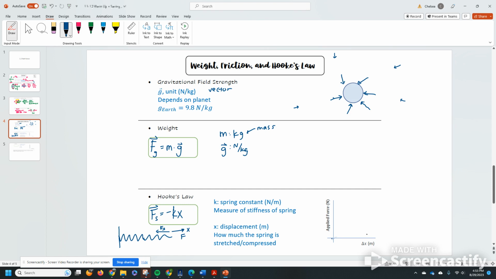And this graph here, on the x-axis is how much we stretched the spring, and the applied force is on the y-axis. It makes a nice linear graph. And the slope of this graph will be the spring constant. So this is essentially F equals kx: my y variable, my slope, and my x variable.